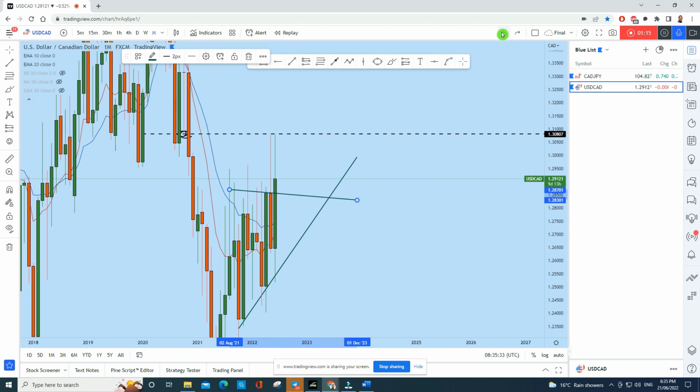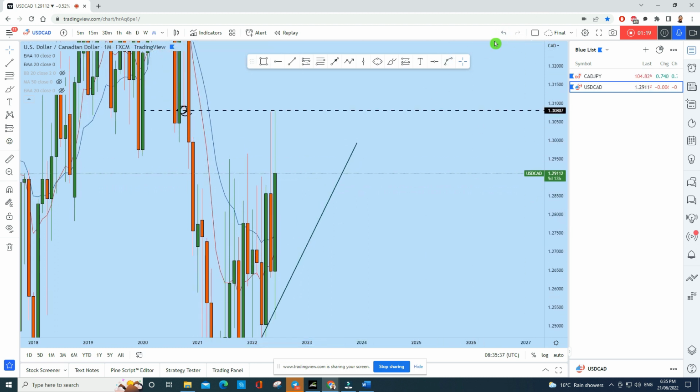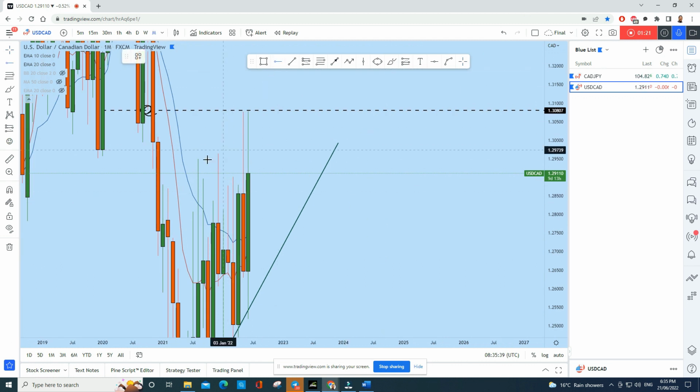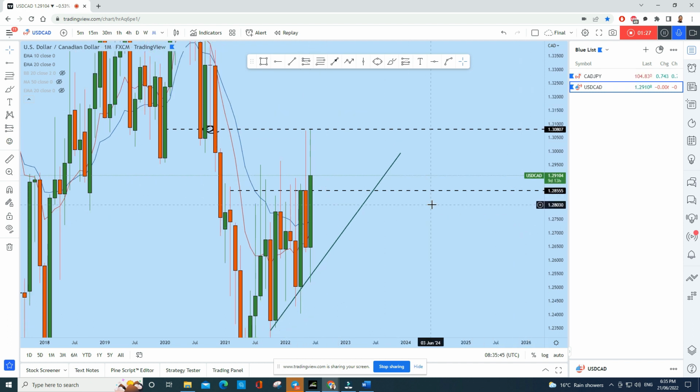So with that being said, we could see that USD CAD is coming down probably to this level of support or even lower than this, before creating any bullish move. So with that being said, on the monthly now we see primarily a bearish momentum.